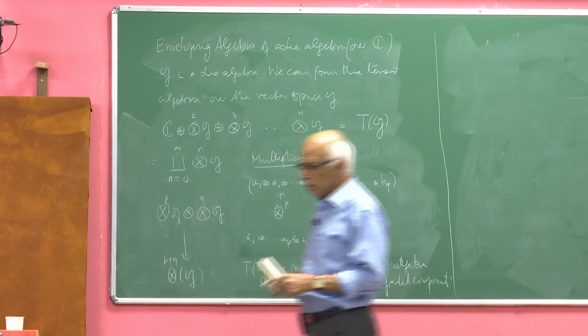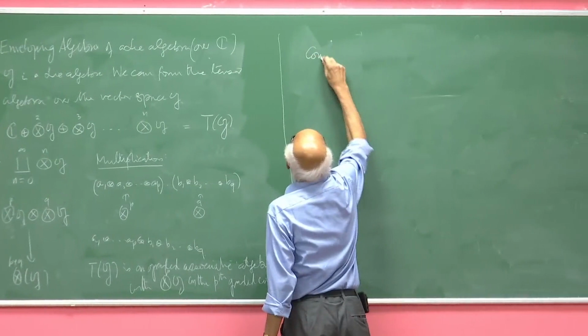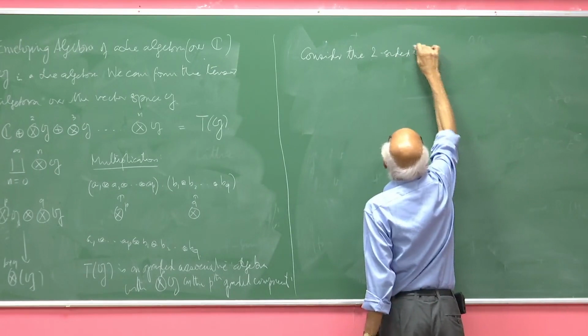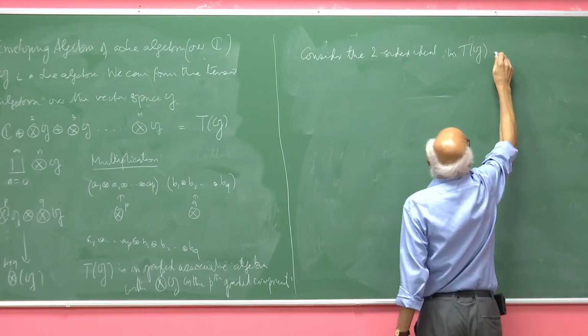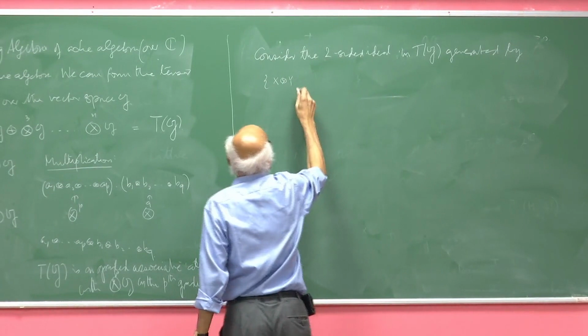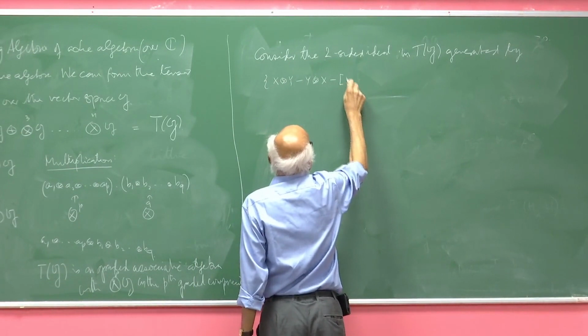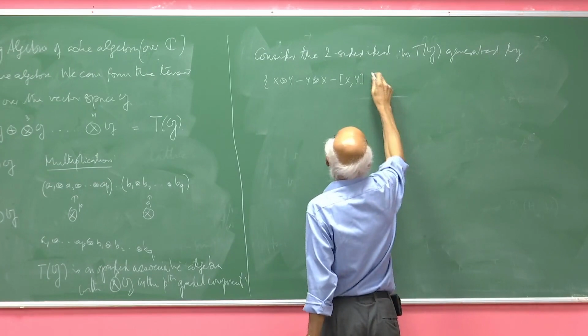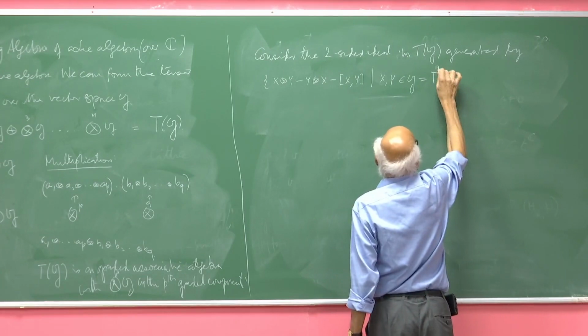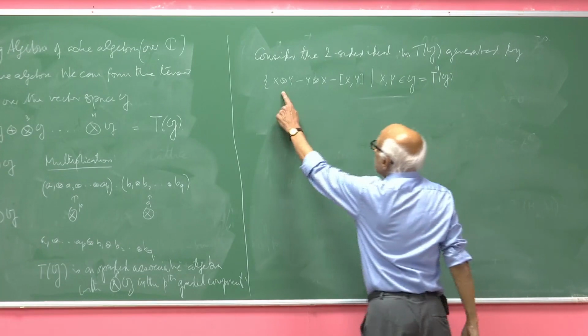So consider the two-sided ideal in TG generated by X tensor Y minus Y tensor X minus bracket XY, as X and Y vary in G, which is identified with the first graded component T1G. The bracket XY in G is in T1G. X tensor Y minus Y tensor X is an element in T2G. This element is in T1G. It's not a homogeneous element.